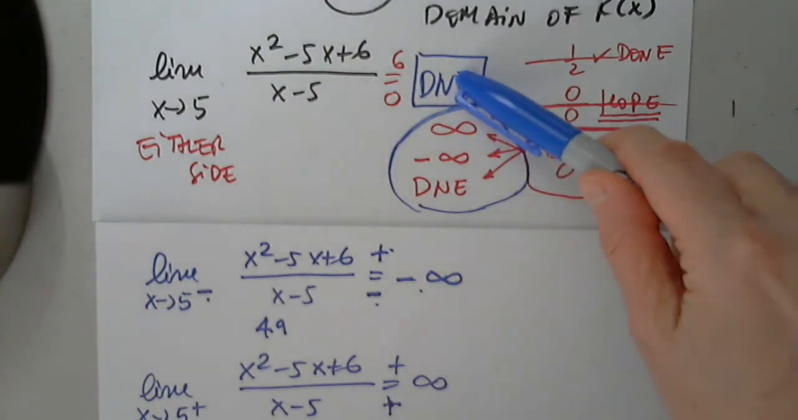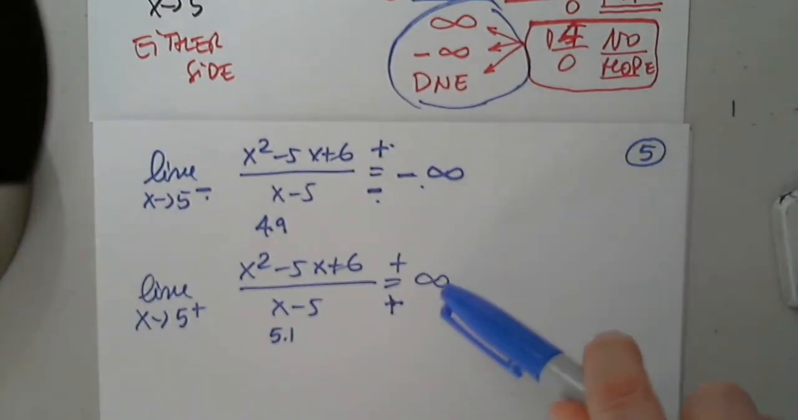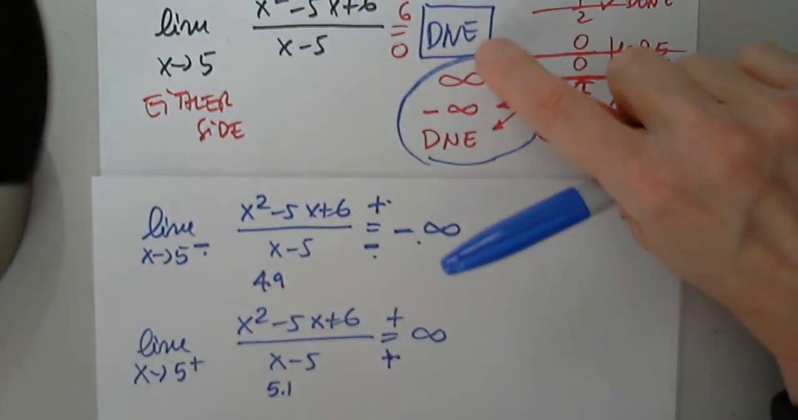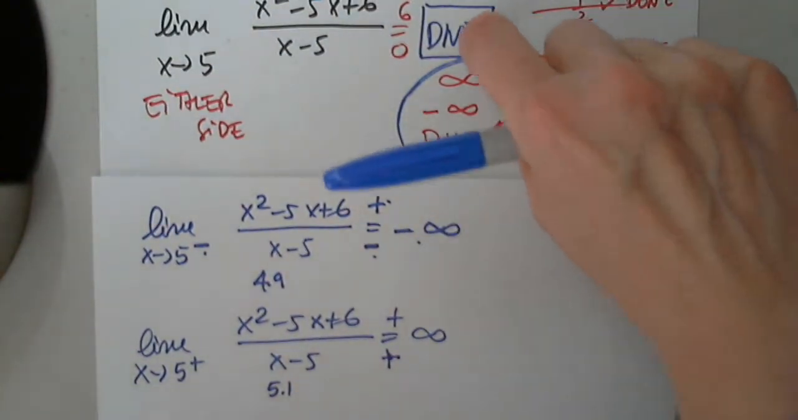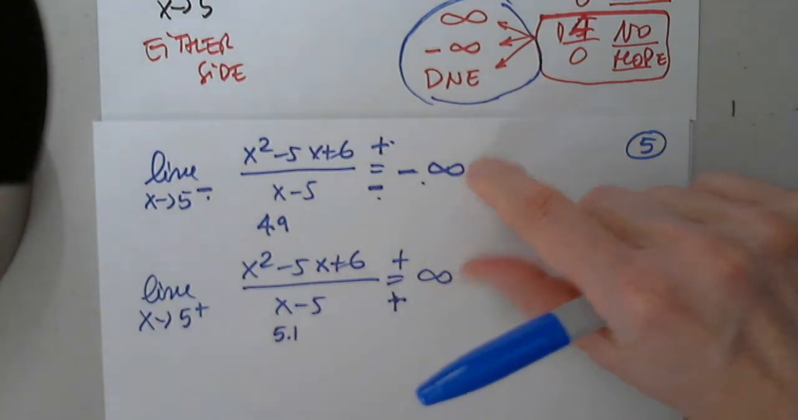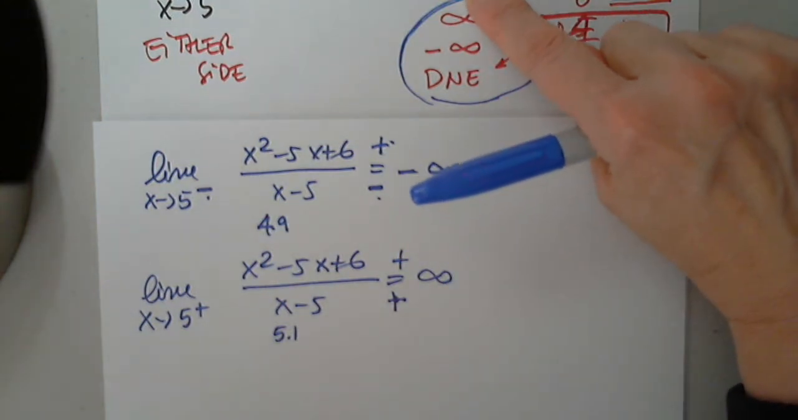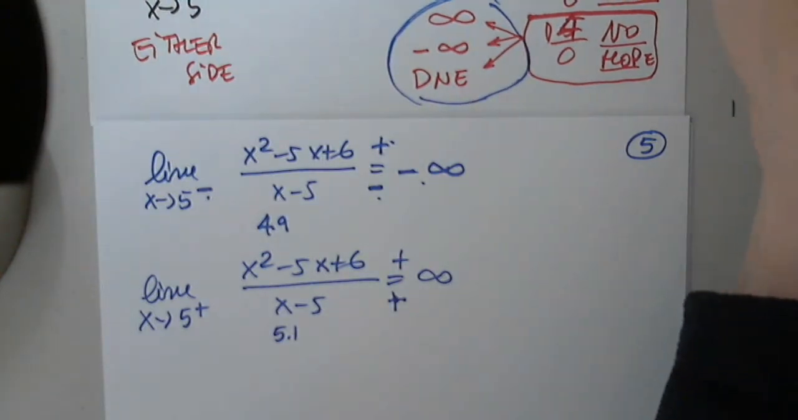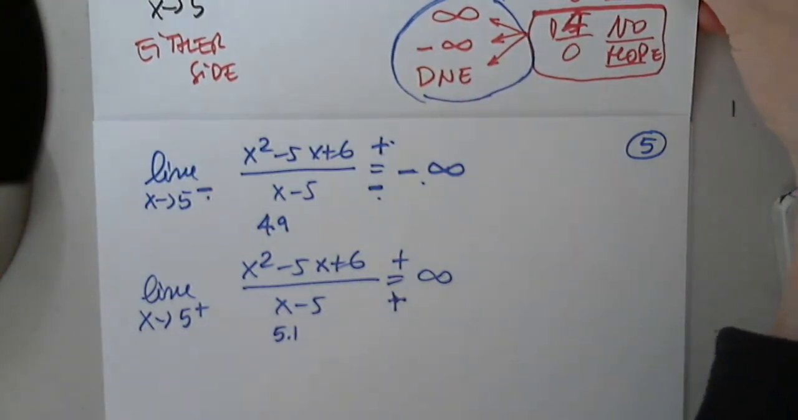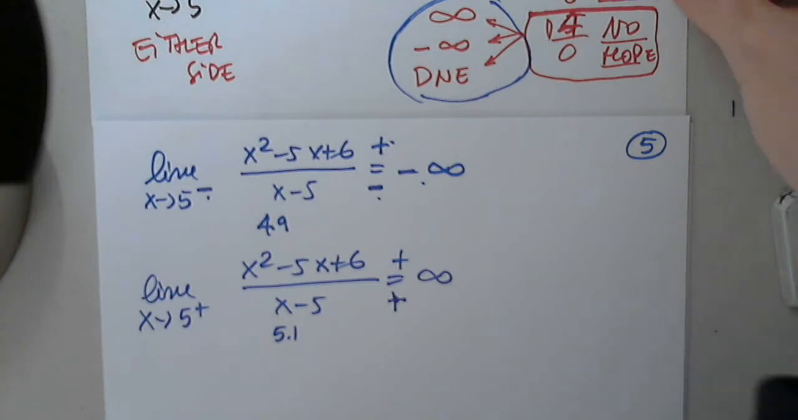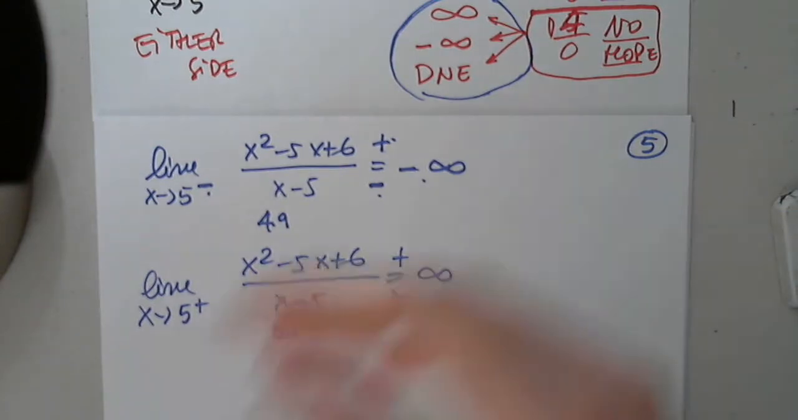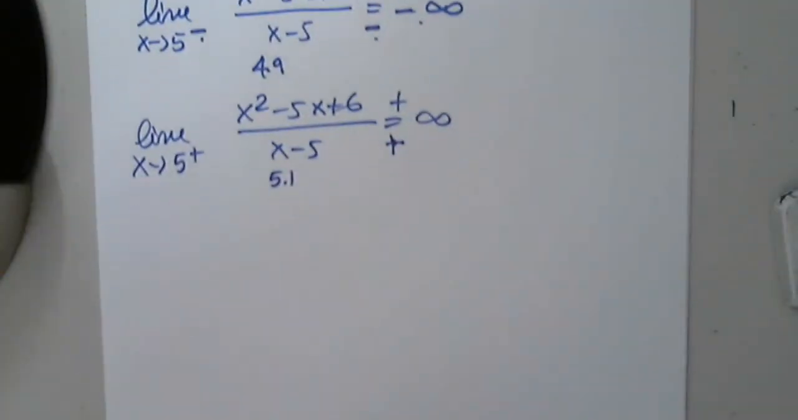So I know this does not exist, this does not exist, this does not exist. But if they're both positive infinity, I cannot write D and E. I have to write positive infinity. If they're both negative infinity, I cannot write D and E here. I have to write negative infinity. Any questions on this problem? Any questions? That was a very good starting point.